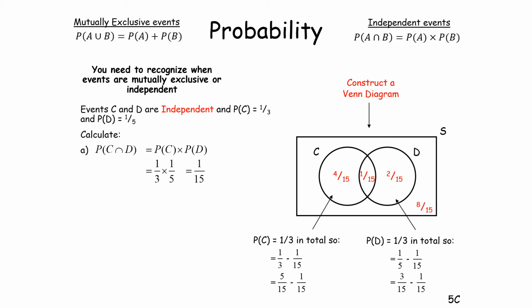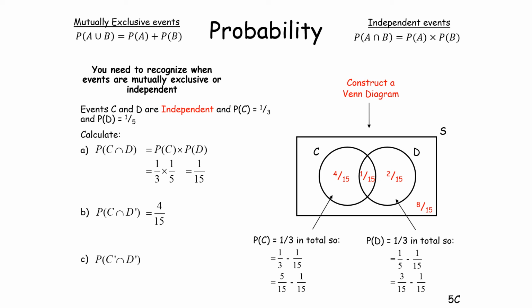Okay, and the outside bit will be 8/15 because you would have to add up to a total of 1. Now we're asked to find the probability of C intersection with not D. So C, which is this here, not intersection. So we can't include the 1/15. So it will be just 4/15.